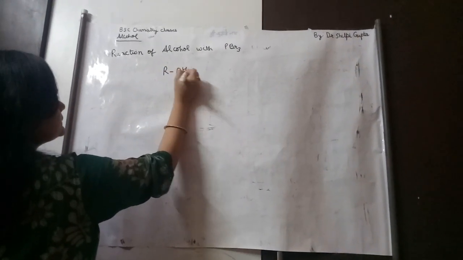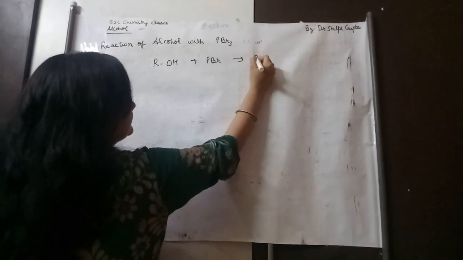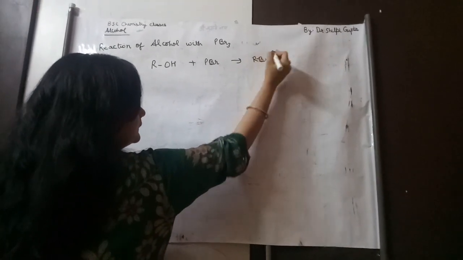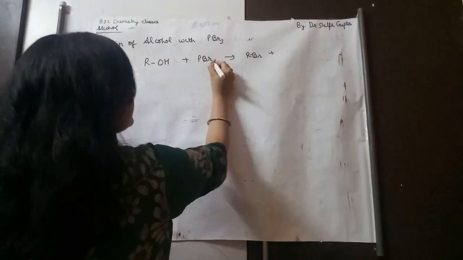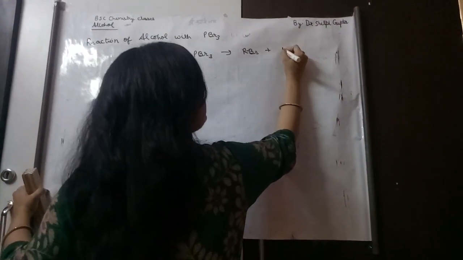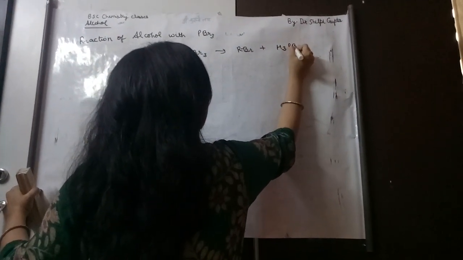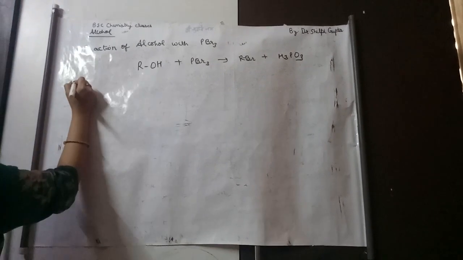First we will do the reaction. It is like this. What is formed is alkyl halide again. The reagent is different. In the previous reaction we did it with thionyl chloride. Now we will do this with PBr3, and what is formed is RBr and H3PO3. Okay, now the mechanism.